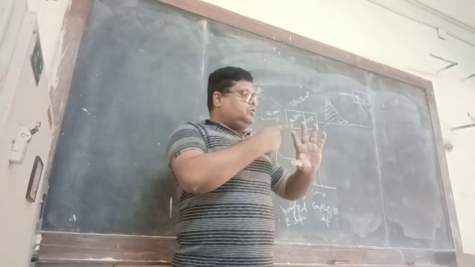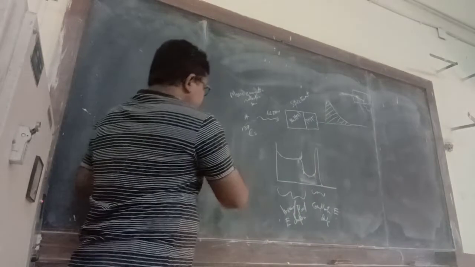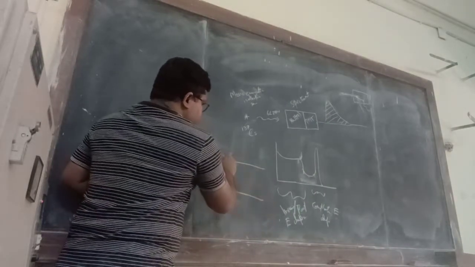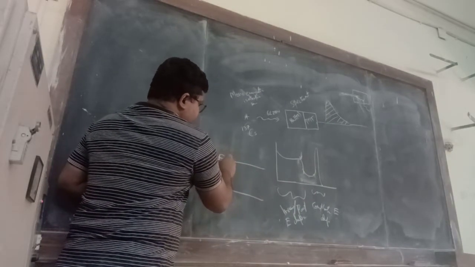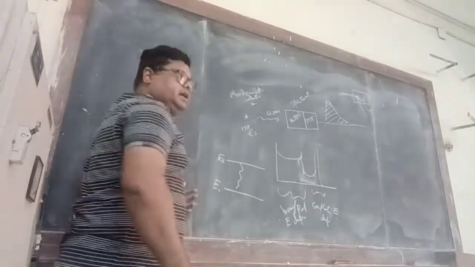Okay, now through these three things, what you will be getting is the following. Basically, this is say an excited state, say E2, this is say E1, and there is a gamma ray decay.